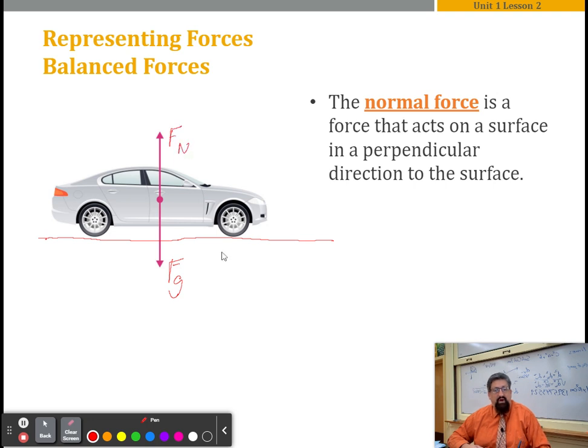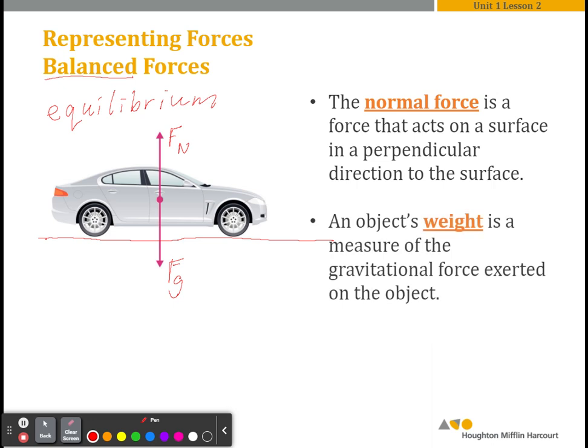So we have the force of gravity pulling down on the car. We have the normal force pushing up on the car. And so we can say that if this car is not accelerating, right? It's not falling. It's not flying up in the air. The forces on it are balanced. And this is where we see that vocabulary term. The forces are in equilibrium. Okay, balance. When forces are in equilibrium, we say they are balanced.